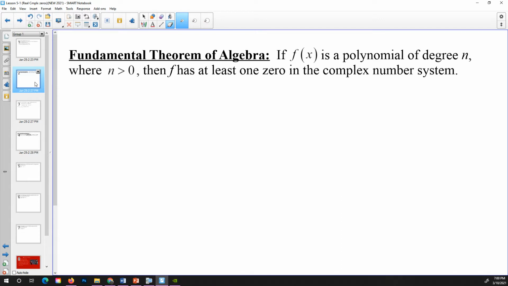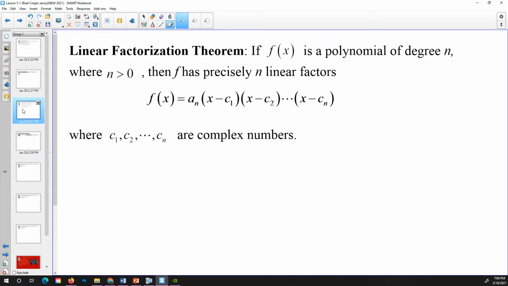Then, piggybacking off of that theorem, we have the linear factorization theorem, which expands on the first theorem by saying this: if f of x is a polynomial of degree n where n is greater than 0, then f has precisely n linear factors, where f of x is equal to some constant a sub n times this product of linear factors, where c1, c2, all the way up to cn are a list of complex numbers. Some of them can be real, some of them can be imaginary, some of them can be fully complex, where you have a plus bi.